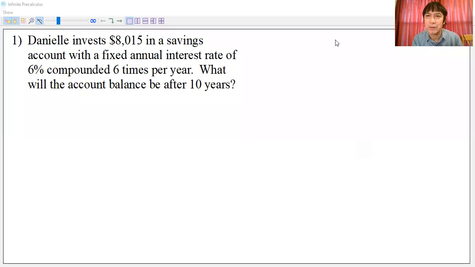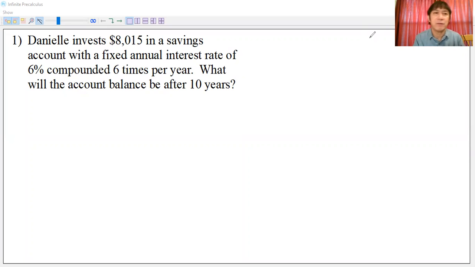Okay, it's over here. All right, here's the first number, and let's read first. Daniel invests $8,015 in a savings account with a fixed annual interest rate of 6% compounded 6 times per year. What will the account balance be after 10 years?